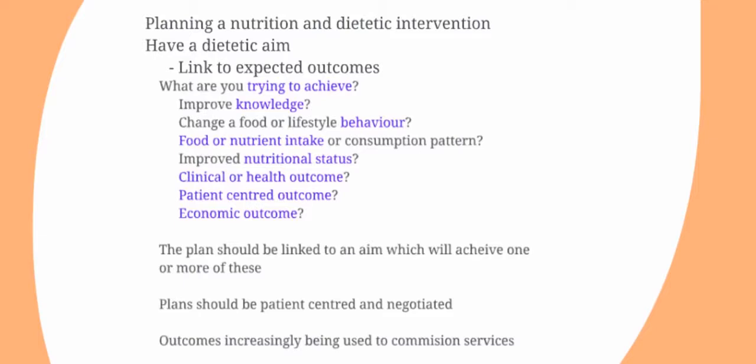This is linking to what outcomes you're expecting to achieve from this plan. Much more practice in healthcare in general, as well as dietetics, is linked to actual patient outcomes. So consider what you're trying to achieve. Can this, for example, improve knowledge of the patient or the carers, lead to a change in food or lifestyle behaviour, a pattern of intake which may improve health, which then may improve nutritional status, which ultimately will result in a health or clinical outcome.